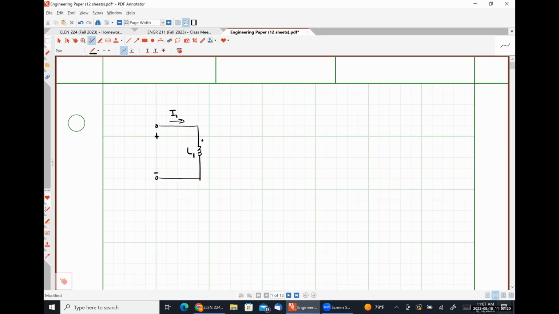I1 and V1. Here's our secondary side with L2, dot on top. I2 is flowing into the dot. V2 is like so. And I said that we could turn this into either a T equivalent circuit or a pi equivalent circuit. So just really quickly up here, our T equivalent circuit looks like the letter T.